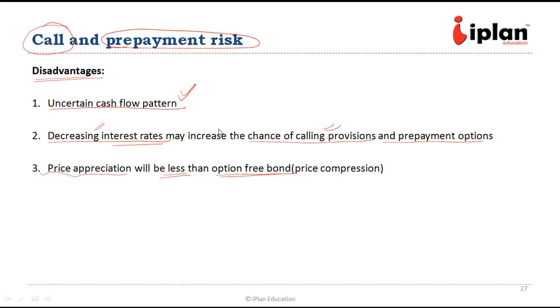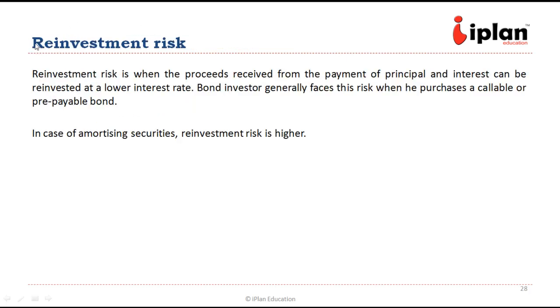Now let us look at the other risk, the reinvestment risk. As we have just seen, if the investor gets an unexpected cash flow when the interest rates are falling, he or she will not be able to invest at a higher rate. So that is called reinvestment risk. For example, if the interest rates fall, the coupon which the investor was receiving periodically will be invested at a lower interest rate. So that is the reinvestment risk.